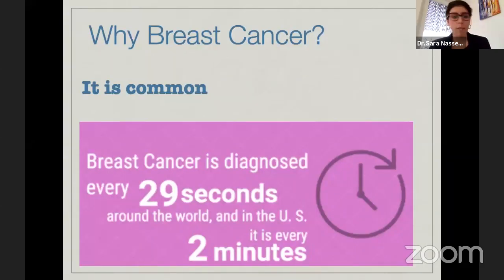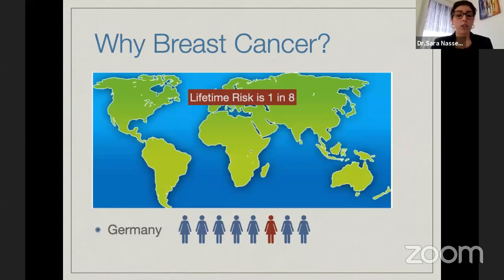So why are we talking about breast cancer? First of all, it's a common cancer. Breast cancer is diagnosed every 29 seconds around the world, and in the United States, it is every 2 minutes. So it is common. In Germany, the lifetime risk of a woman developing breast cancer is 1 in 8. So 1 woman out of every 8 will have breast cancer at some point in her life.